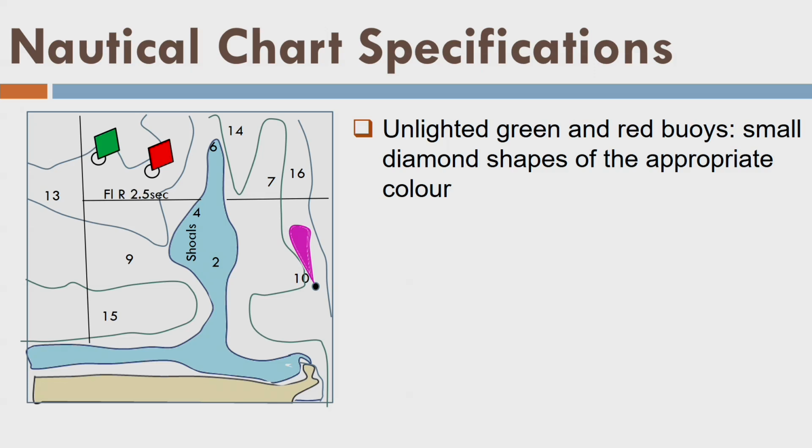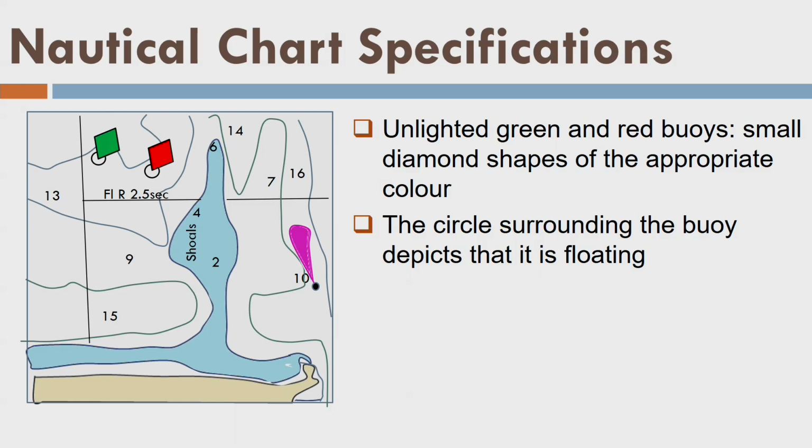Fine. Now we have the circle surrounding the buoy, which depicts that it is floating. That means if I draw the circles like that, it means that both green and the red buoys are floating on the surface of water.